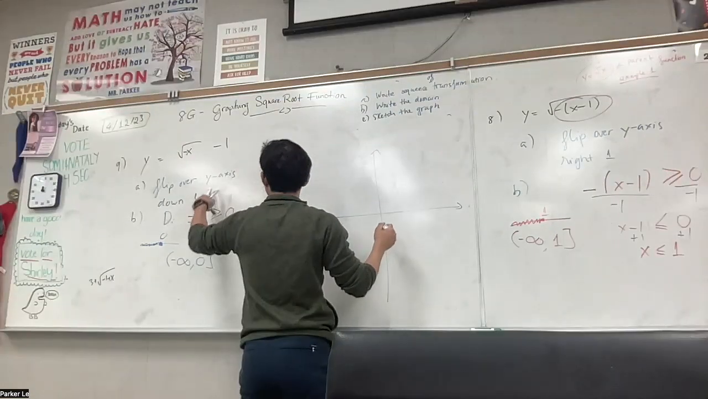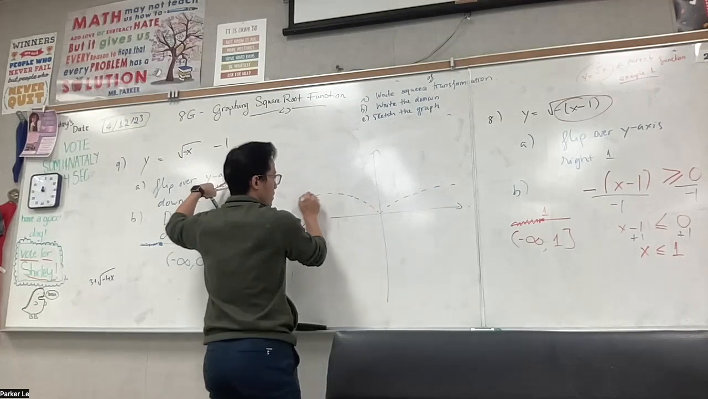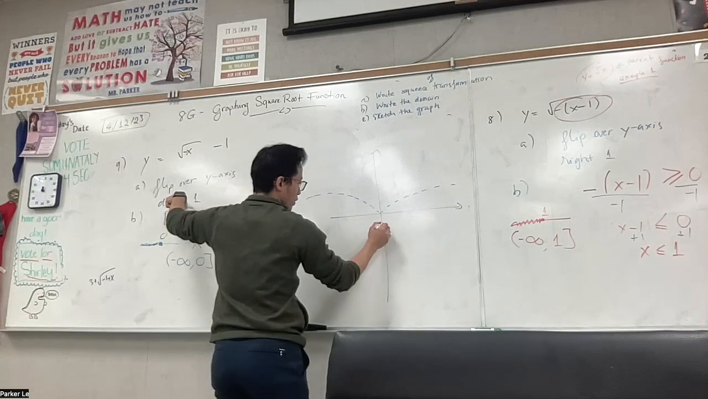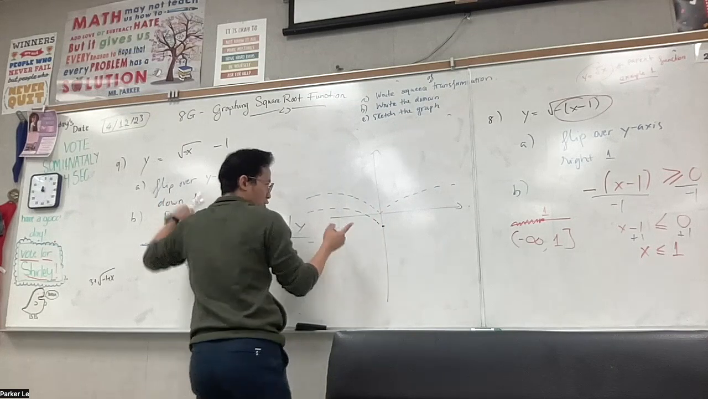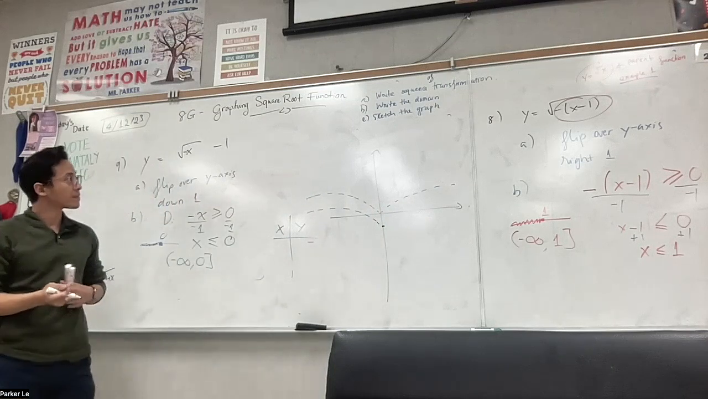Okay. Flip over y-axis. So again, this is the original. I flip over y-axis. It's gonna be going like this, and then we go down by 1. So go down by 1. So they're gonna look like this. But I need to know for sure what it looks like. I'm gonna get one more point. What point do you think is good?